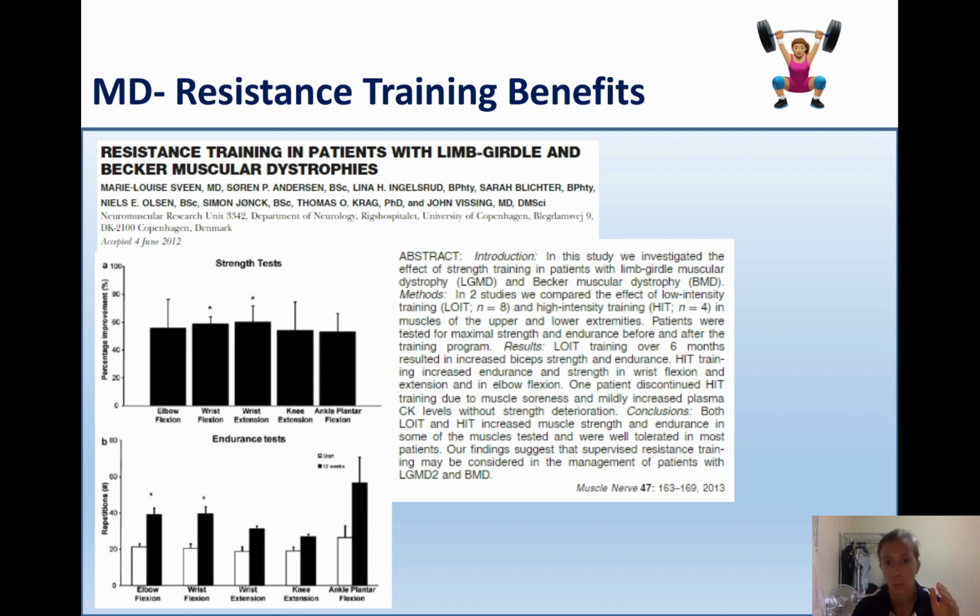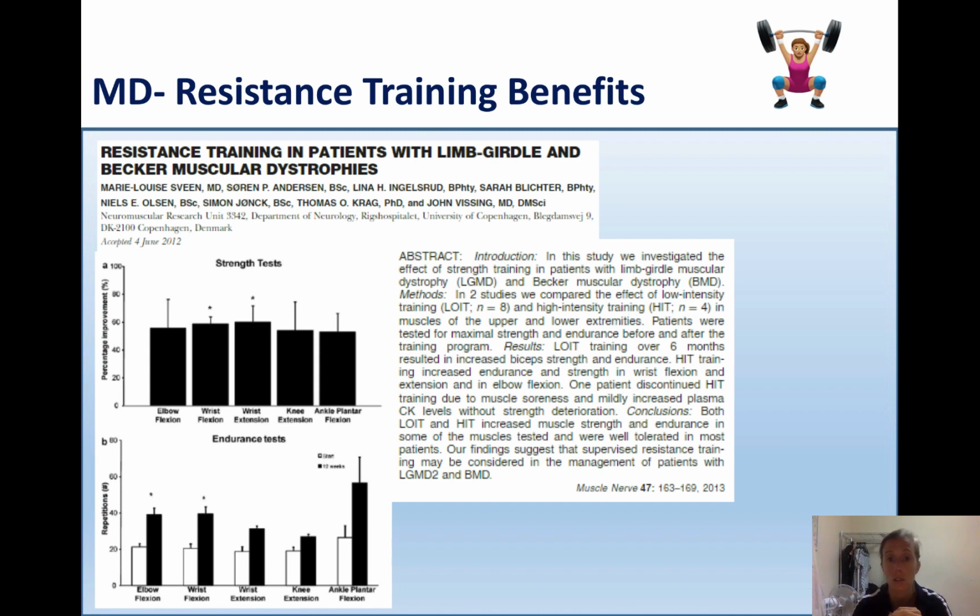So what happened in this study was they looked at the effect of low intensity training and high intensity training in muscles of the upper and lower extremities. Patients were tested for maximal strength and endurance before and after the training program. Low intensity training over 6 months resulted in increased bicep strength and endurance.